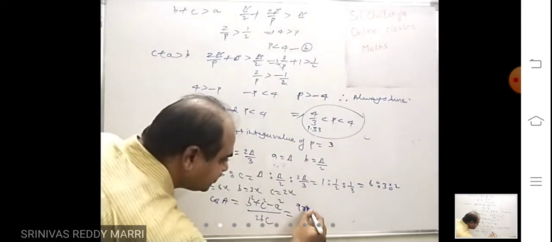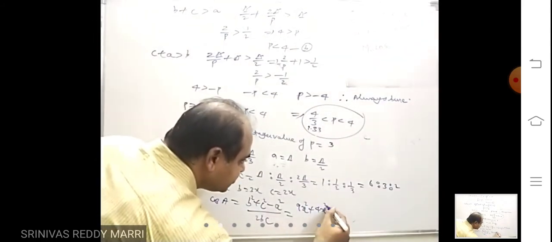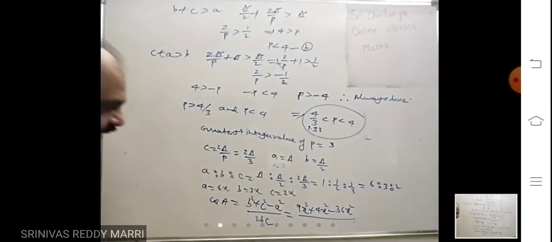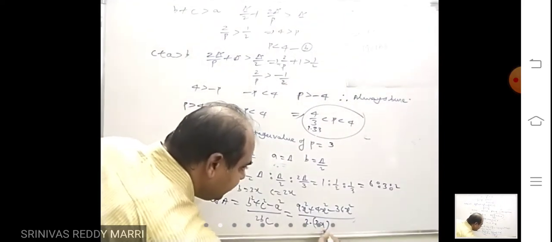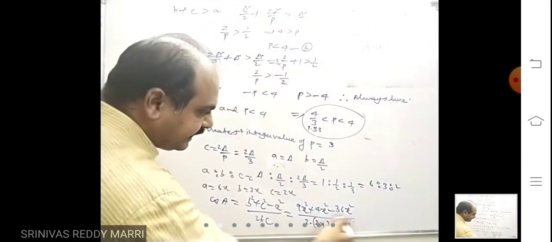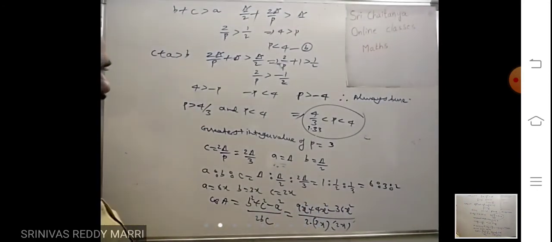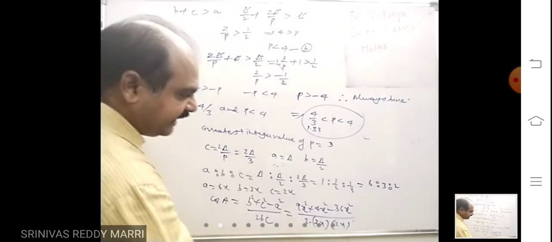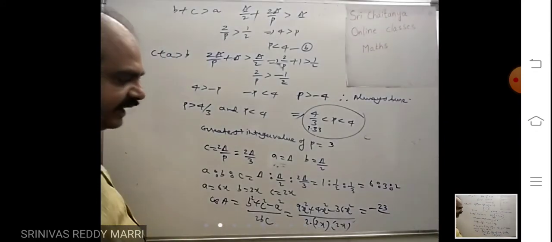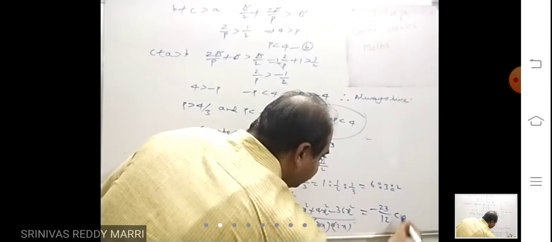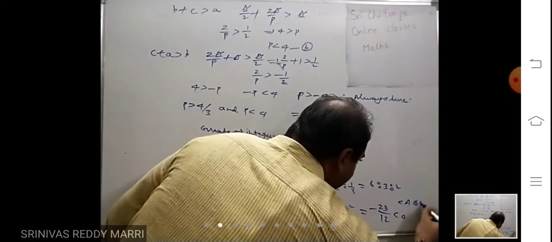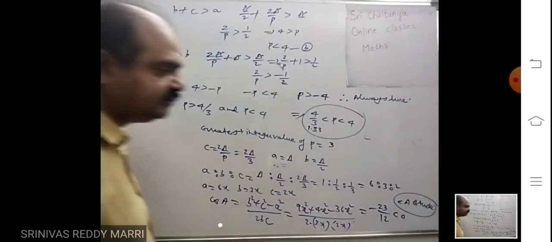That means 9x square plus 4x square minus 36x square divided by 2 into 3x into 2x. That is cos A. So in the numerator and denominator, x square will get cancelled. So 13 minus 36 is minus 23 divided by, in the denominator, 3 into 4, 12. So therefore less than 0. Less than 0 means angle A is what? Cos negative means angle A is obtuse.